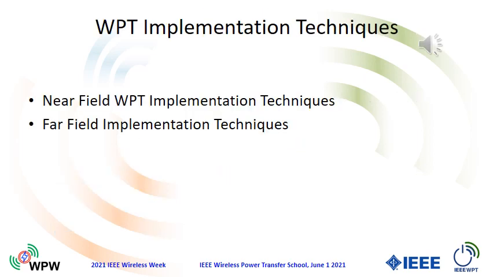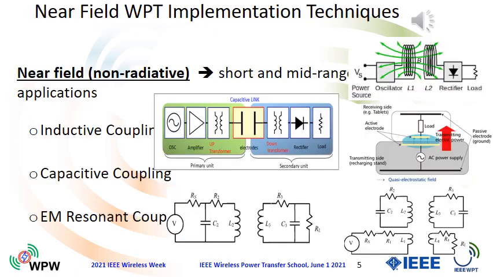There are two main implementation techniques for wireless power transfer. The first one is near-field coupling, which is called the non-radiative technique. The second one is the far-field or radiative technique. The near-field coupling methods are the most popular for applications such as RFIDs, wireless charging of portable electronic devices, biomedical implants, or wireless pulse sensors.